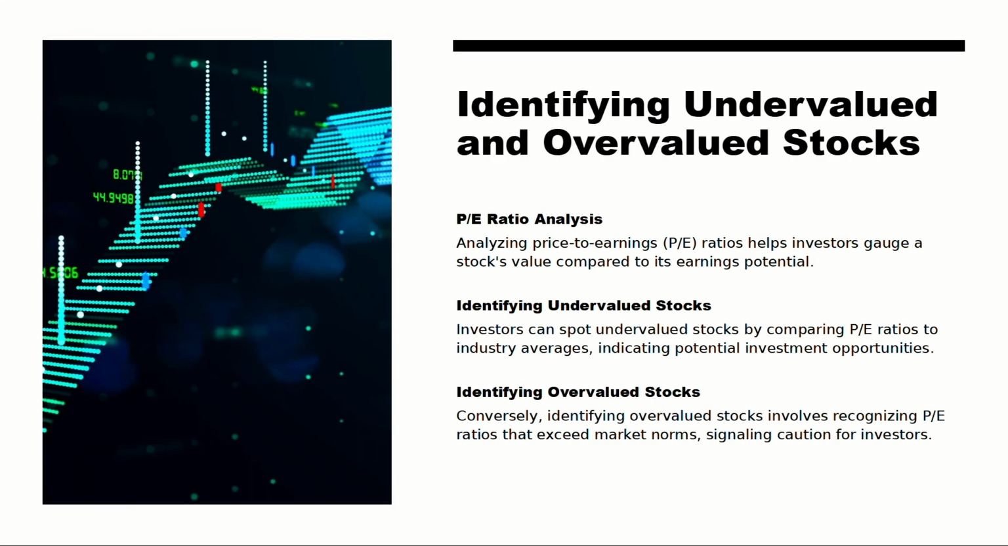Identifying undervalued and overvalued stocks. PE ratio analysis. Analyzing price to earnings ratios helps investors gauge a stock's value compared to its earnings potential. Identifying undervalued stocks. Investors can spot undervalued stocks by comparing PE ratios to industry averages, indicating potential investment opportunities. Identifying overvalued stocks. Conversely, identifying overvalued stocks involves recognizing PE ratios that exceed market norms, signaling caution for investors.